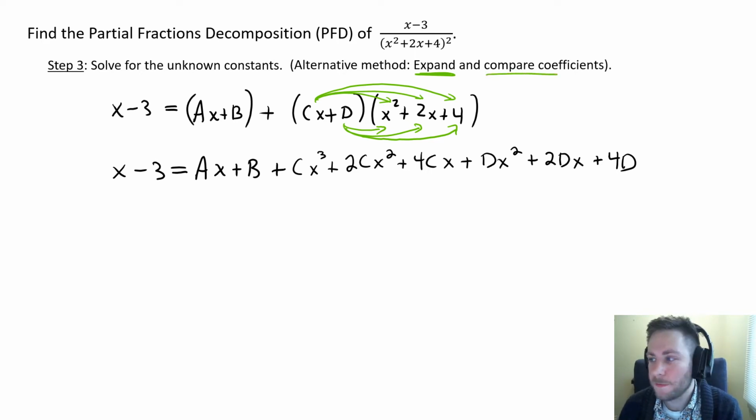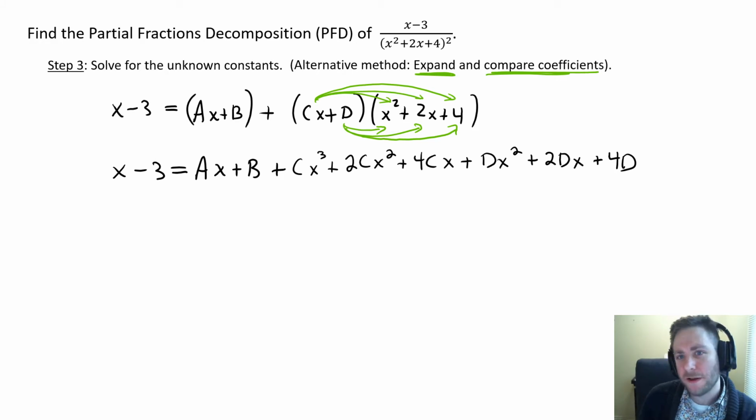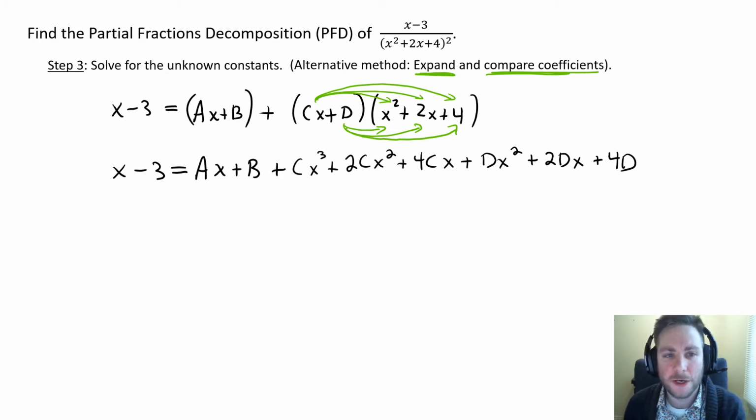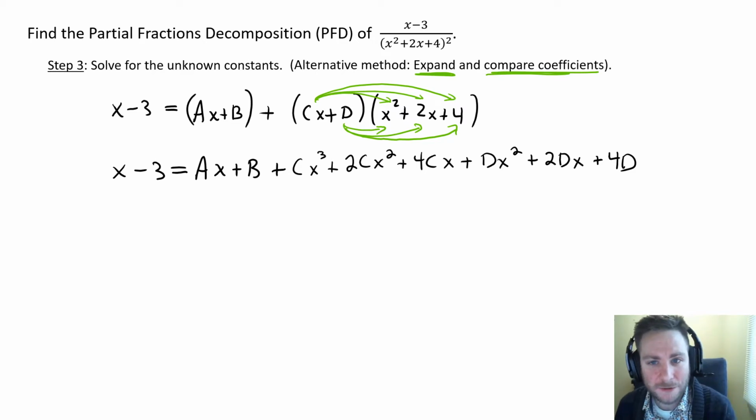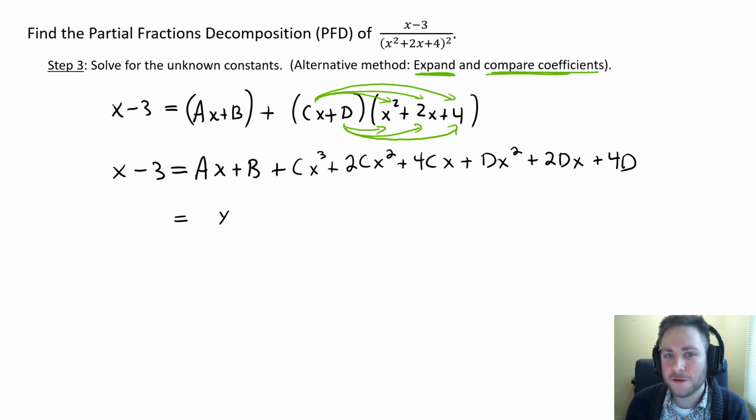And next, we're going to compare coefficients. The idea here is that if the left side really does equal the right side, then the coefficients on the left need to be the same as the coefficients on the right. So for example, let's consider the coefficient of x cubed. On the right-hand side, there's only this one term that contains x cubed, so the coefficient of that would be c.